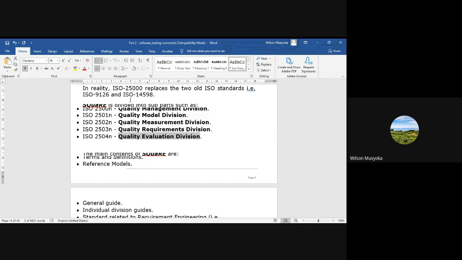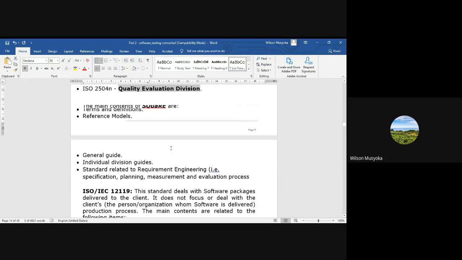Then the requirements division will test the software that has been developed against the requirements which had been given by the user. And then evaluation is just the division which looks at the overall performance of the software and evaluates whether it is up to the expected standards. So those are the functions of those different subgroups.